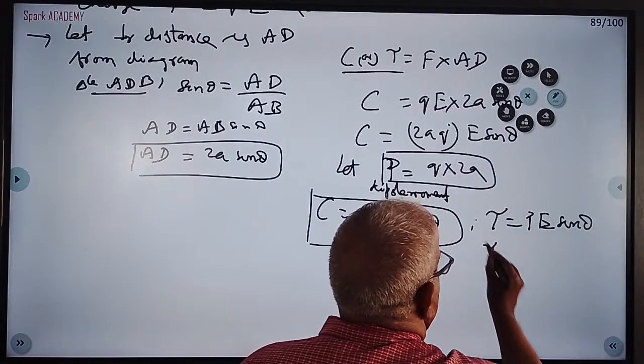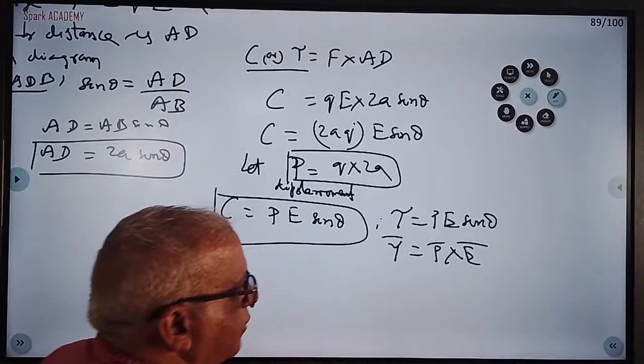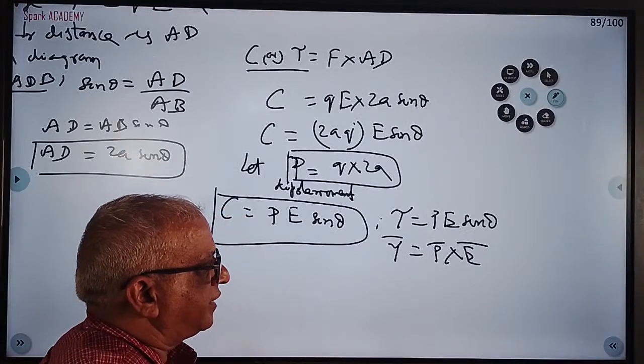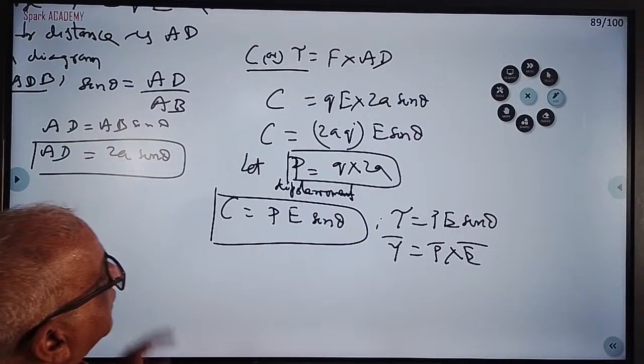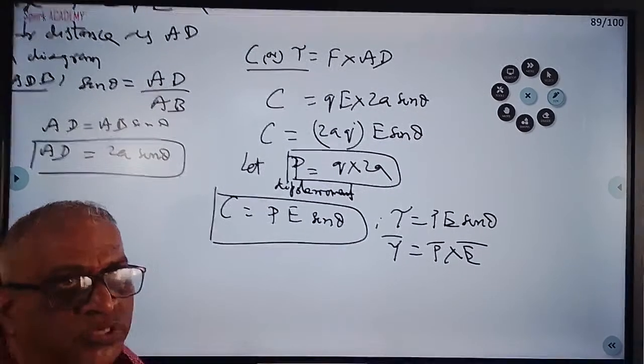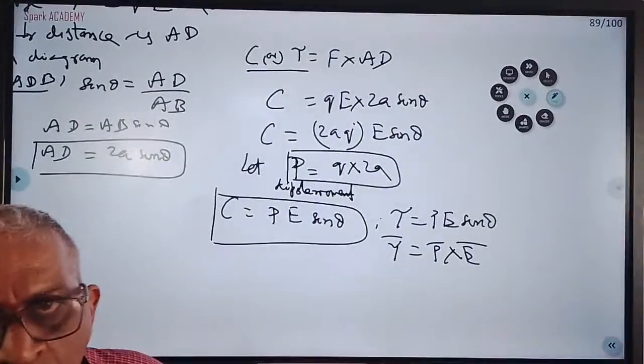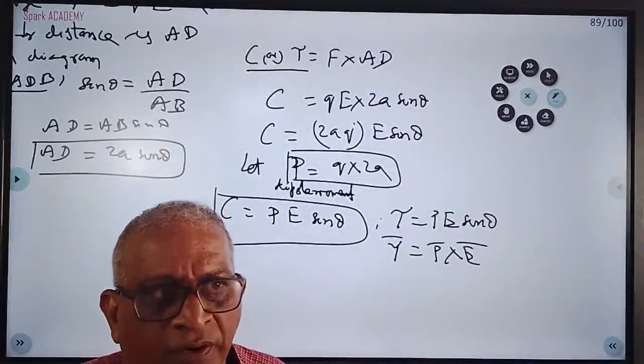In cross product form, torque is P cross E. P is the electric dipole moment, which is a vector. Electric field is a vector. Torque is a vector. This simple derivation is asked many times in examinations as a 4 marks question. You only have to remember 2 steps: F equal to QE, and perpendicular distance 2a sin theta.